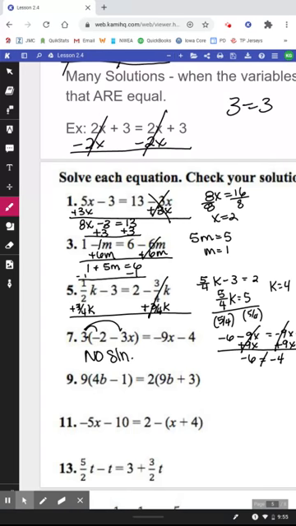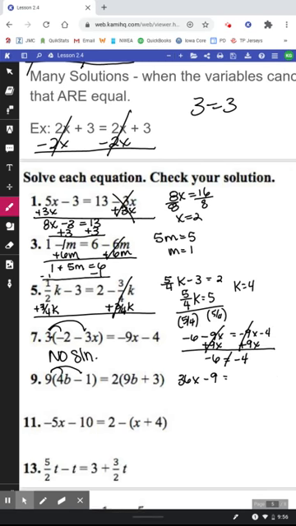On number 9, first rule, always distribute. So 9 times 4 is 36x. 9 times negative 1 is negative 9. Equal to 2 times 9x is 18x. And 2 times 3 is 6. Next step, combine like terms, move x to the left. So I'm going to subtract 18x to both sides. That leaves me with 18x minus 9 equals 6.